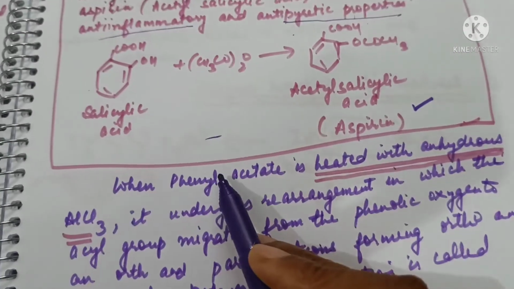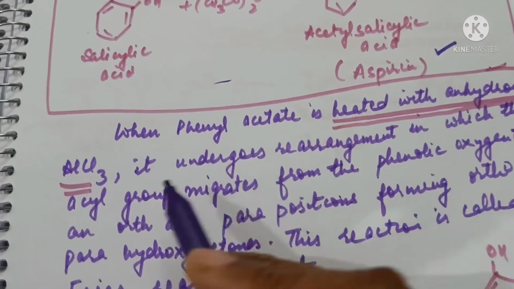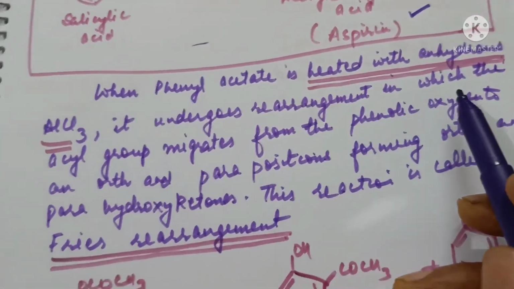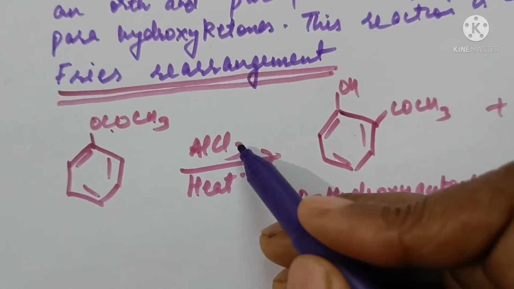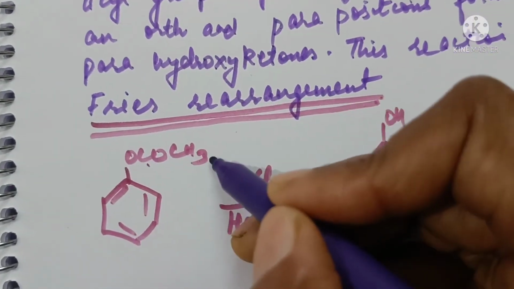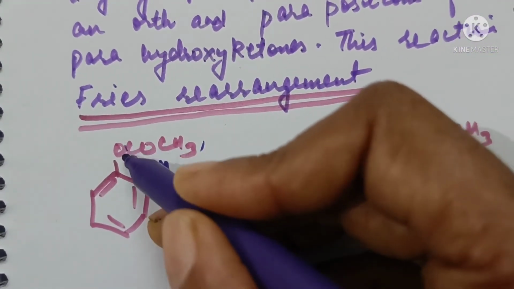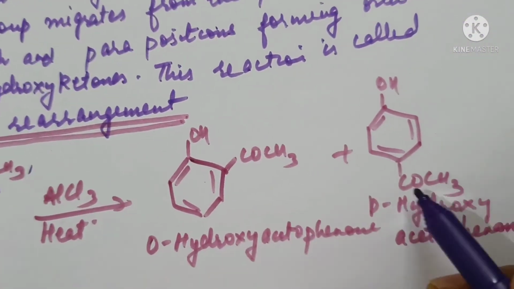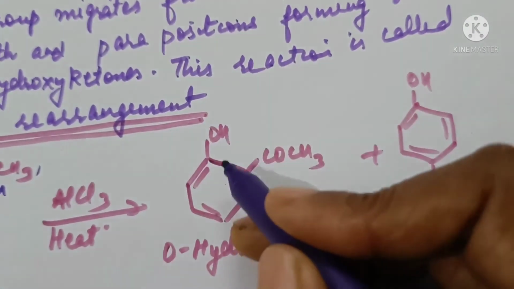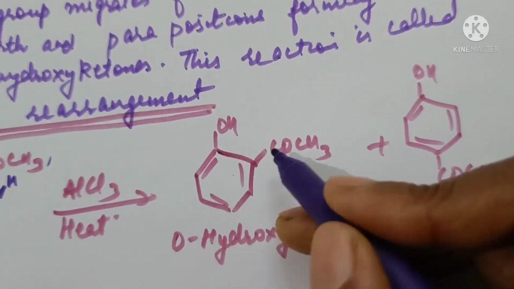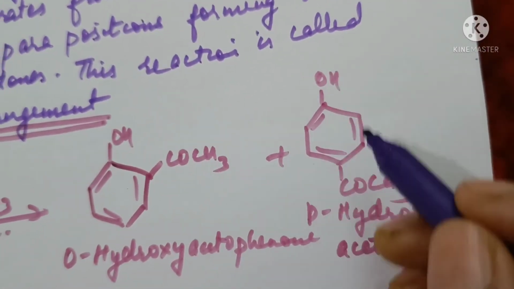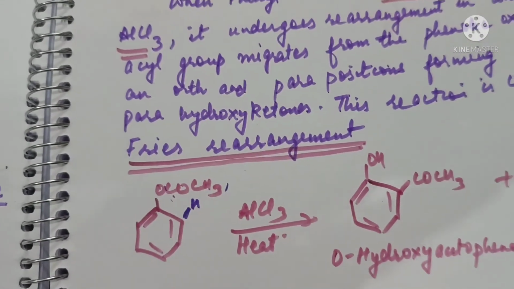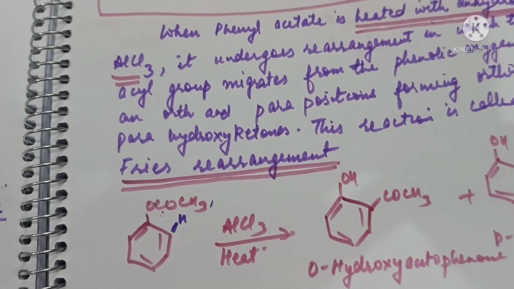When phenyl acetate is heated with anhydrous aluminum chloride, it undergoes rearrangement. With anhydrous aluminum chloride, this H will come to this position, COCH3 comes here. So there is a rearrangement at ortho and para position. Ortho-hydroxyacetophenone is formed and para-hydroxyacetophenone is formed. This reaction is known as Fries rearrangement.